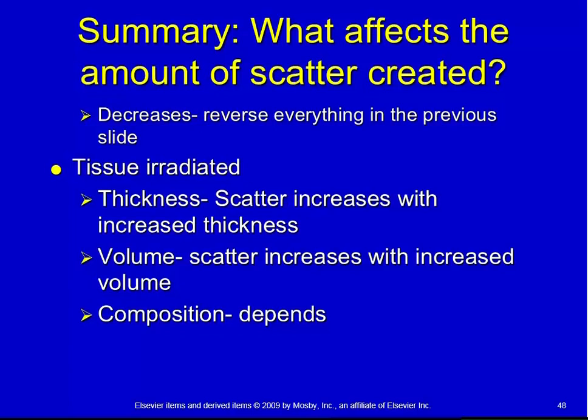And then body composition, the top tissue that we're shooting through, it really depends. If we're shooting through more bone, we're going to get more absorption, and we're going to get scatter as well, but we're going to get more absorption in that bone. And if we're shooting through soft tissue, then we're going to get an increase in scatter radiation.